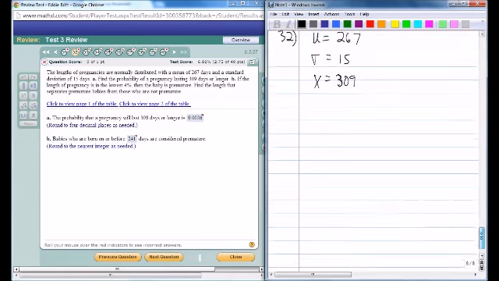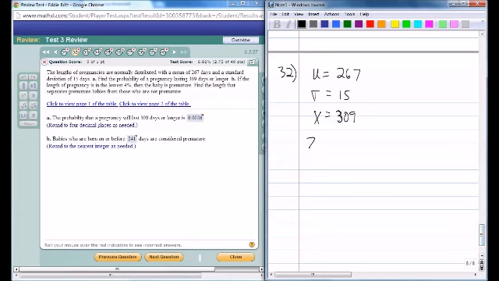And so we can figure out a z-score for this. Z equals x minus mu over sigma. It's going to be 309 minus 267 over 15. And when you work that out, you're going to get a z-score of 2.80. Okay?